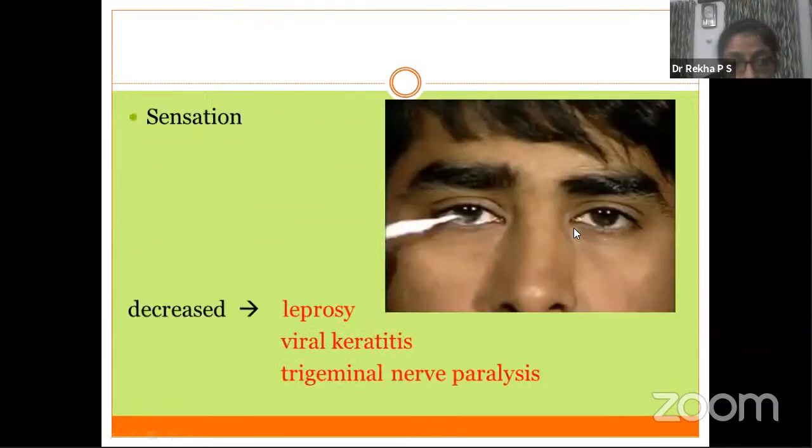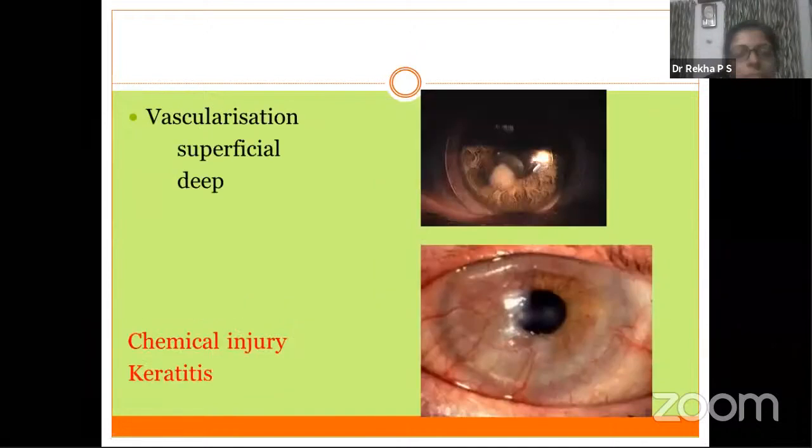Now, corneal examination is not complete unless we look for sensation. You can use a wisp of cotton and compare both eyes, and you get a decreased corneal sensation in conditions like leprosy, viral keratitis, or trigeminal nerve paralysis.